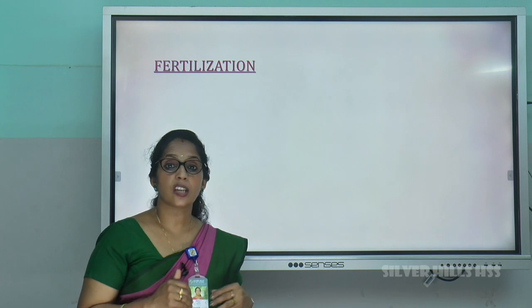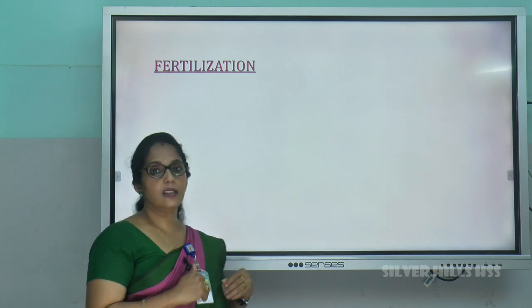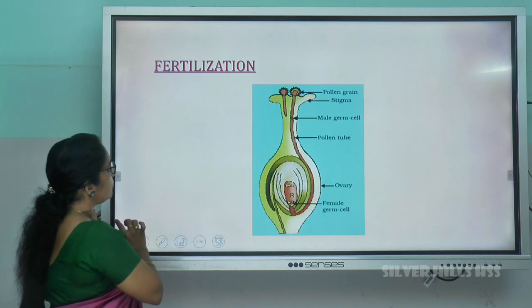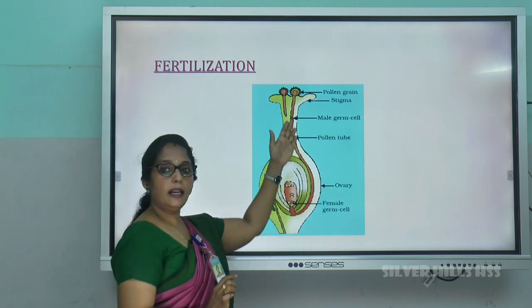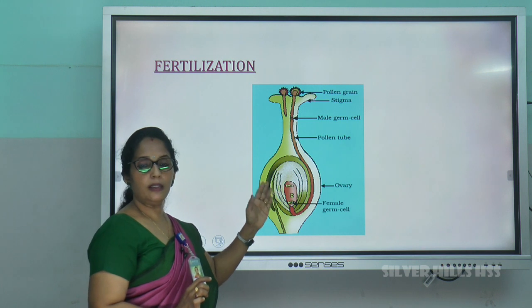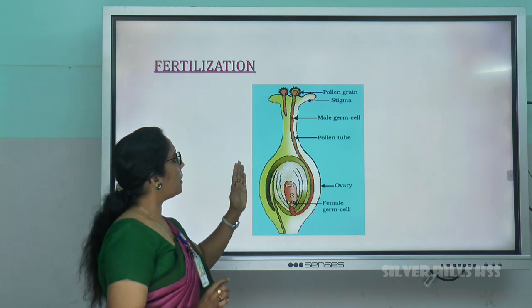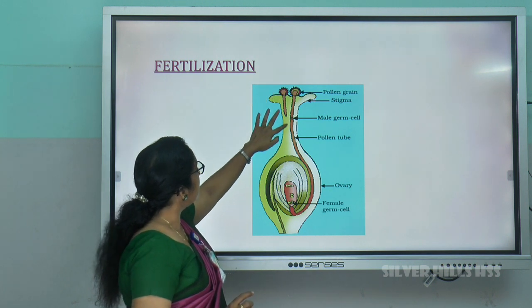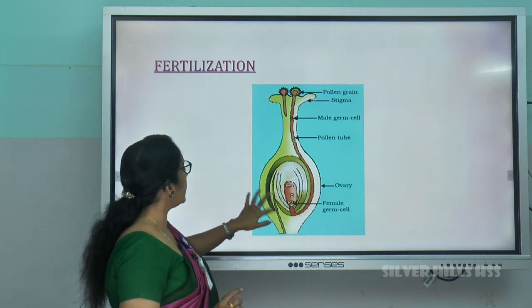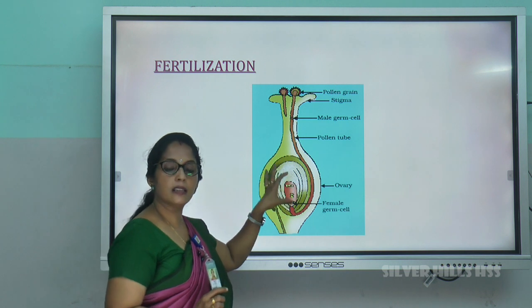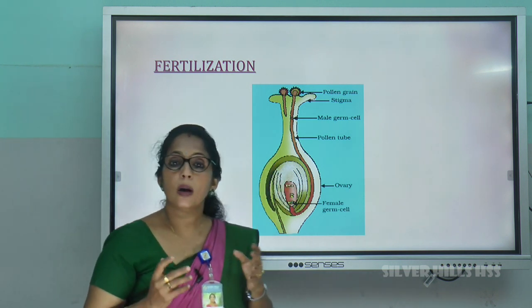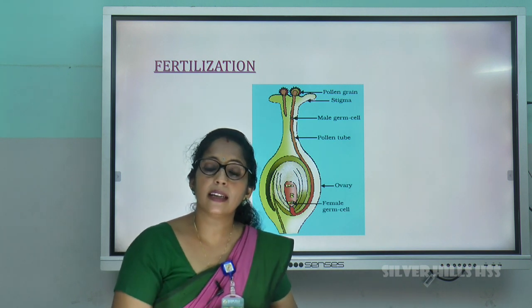Now we can check how fertilization is taking place. Just look at this figure. This is the female reproductive part of a flower. The female reproductive part, you know, it is stigma. This is stigma. Then style, then what? Ovary. The swollen end is ovary, and inside this there is what? Ovule.